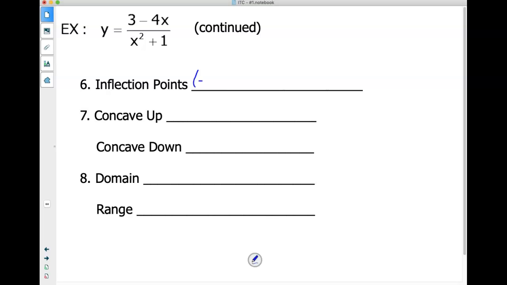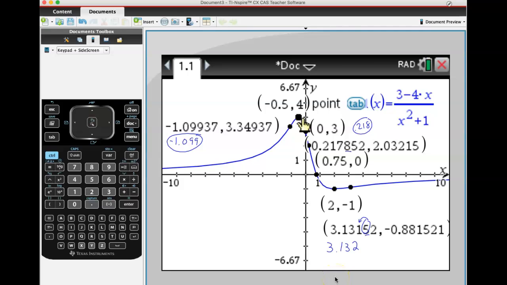I have inflection points at negative 1.099, comma, 3.349. And because these are points, not intervals, I don't use the unions. I use commas. 0.218, comma, 2.032, comma, and I had a third one, 3.132, negative 0.882.